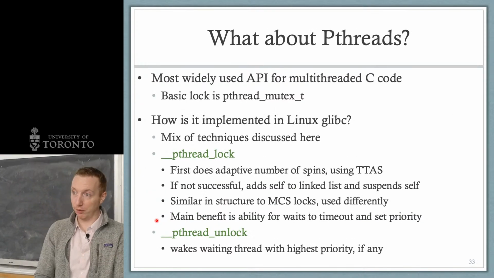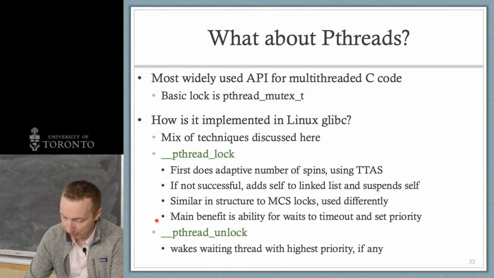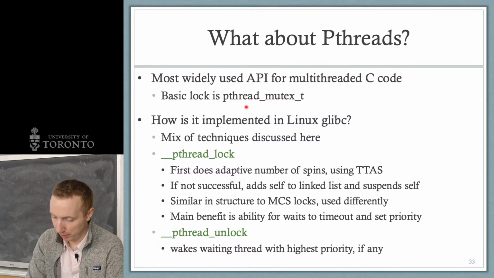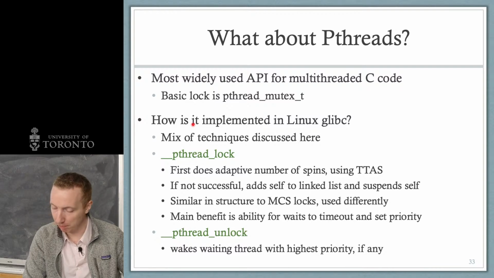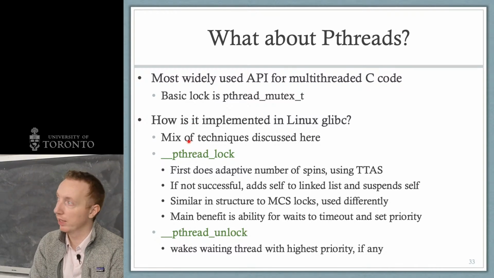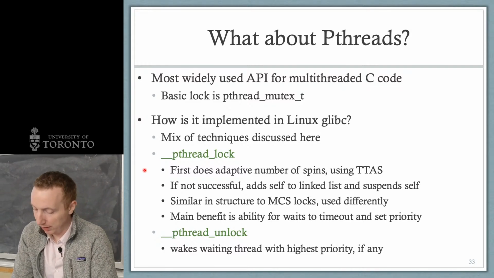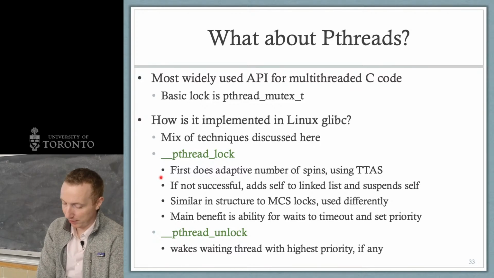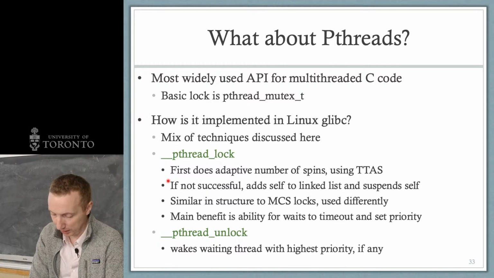All right, what about Pthreads? So for Pthreads, the basic lock there is pthread_mutex_t. You've probably used it all the time. So how is it actually implemented? It's kind of a mishmash of techniques because it does some more complicated stuff. First, it does an adaptive number of spins using test-and-set. If that's not successful, it adds itself to a linked list and suspends itself, so it yields.